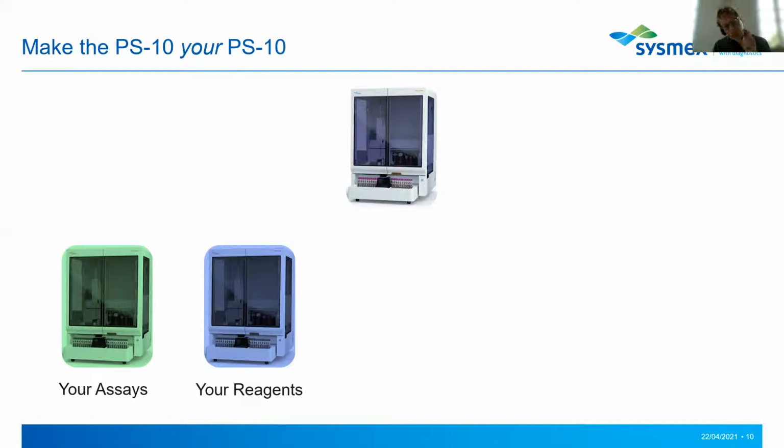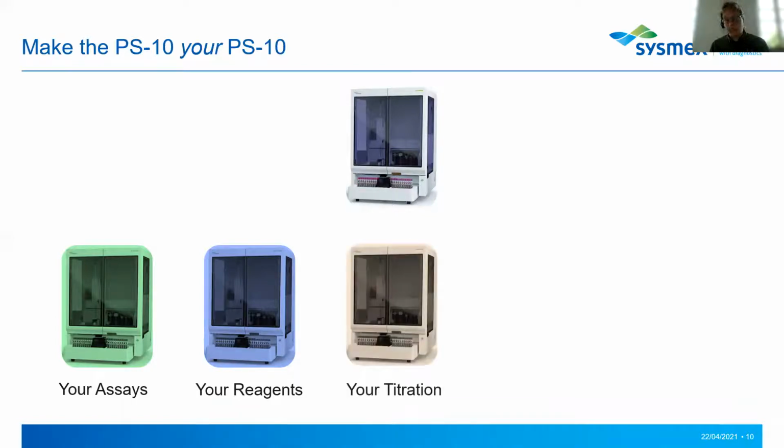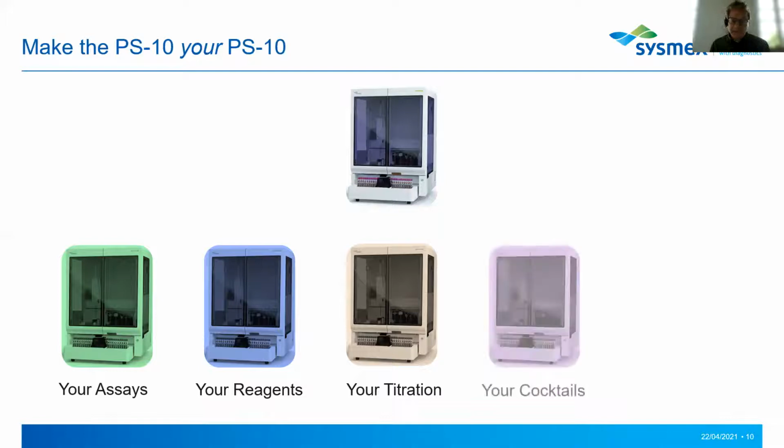But if there's this one antibody your grandfather has already used and really likes and you would like to keep using it, no problem, you can place it on the PS10 and continue using it. Also, you can use your titrations. If you say, for this antibody, I need a specific volume, just enter it in the PS10 and it can work with that. You can, of course, not only use antibodies, but also prefabricated cocktails, and dry tubes are possible.